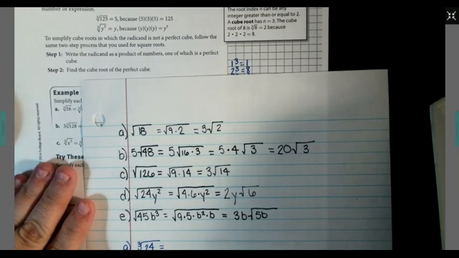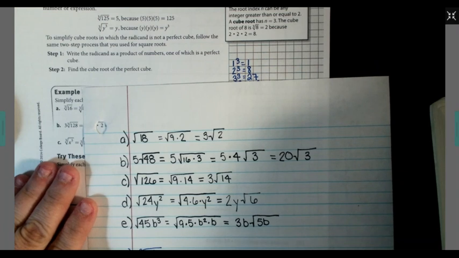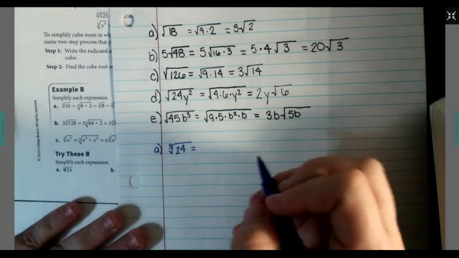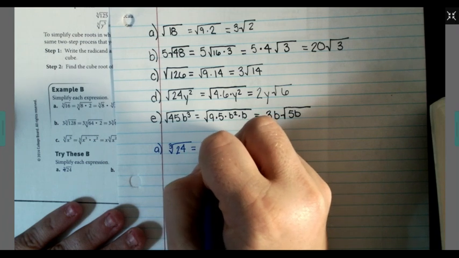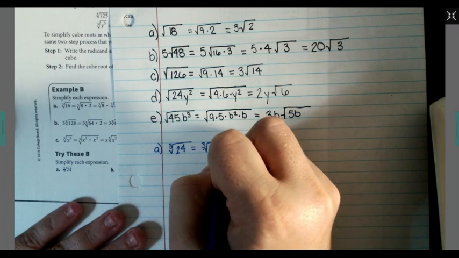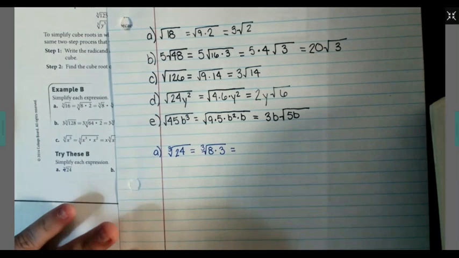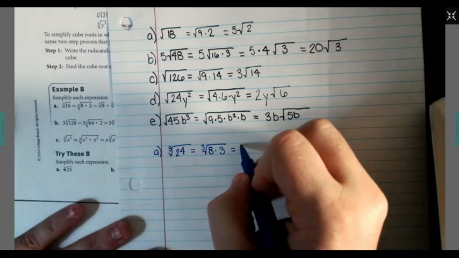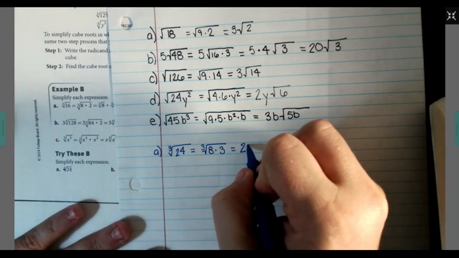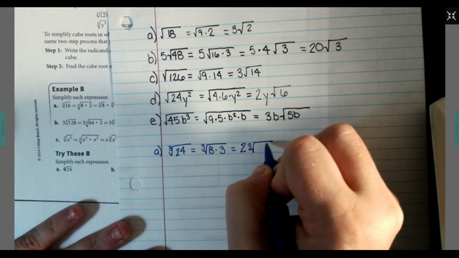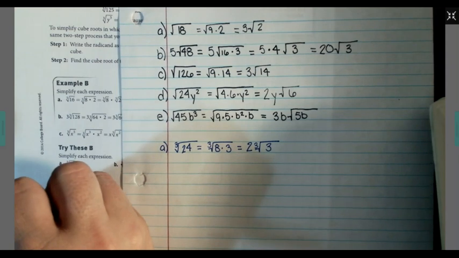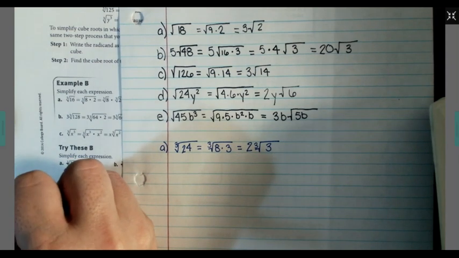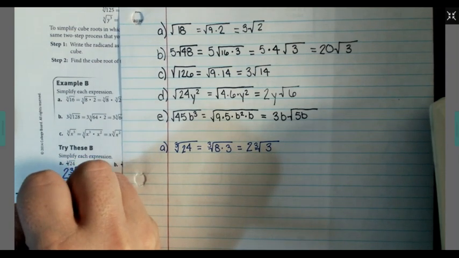Now, I had 1, 8, 27. 27 is obviously too big. So let's go with that 8. What number times 8 will give you 24? 3. What's the cube root of 8? 2. Make sure when you write this answer, you put that cube root back on there. You've got to leave that index of 3. So this is going to be 2 cube root of 3.